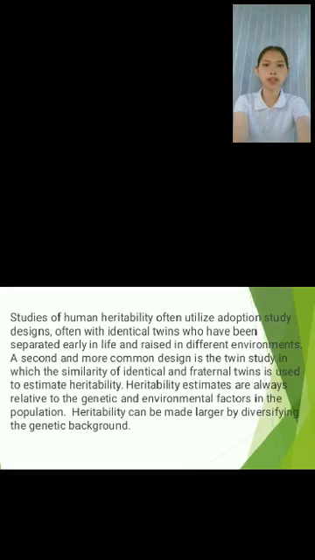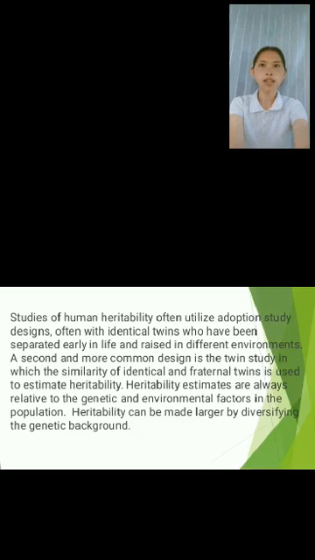Studies of human heritability often utilize adoption study designs, often with identical twins who have been separated early in life and raised in different environments. A second and more common design is the twin study, in which the similarity of identical and fraternal twins is used to estimate heritability. Heritability estimates are always relative to the genetic and environmental factors in the population. Heritability can be made larger by diversifying the genetic background.